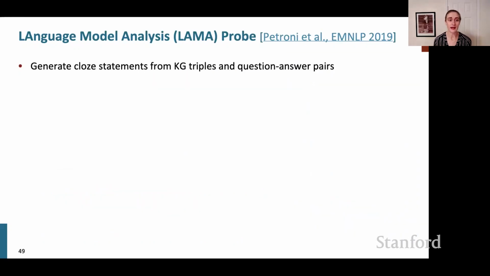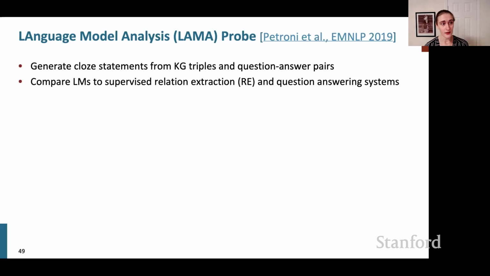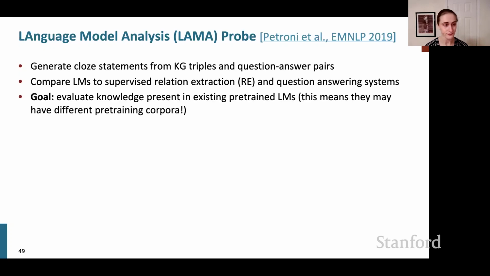And they manually created these templates of cloze statements using knowledge graph triples and question answering pairs from existing data sets. They wanted to compare pre-trained language models to supervised relation extraction and question answering systems, to see how these language models that were trained in an unsupervised fashion compare to these baseline systems that are not only supervised, but really targeted for this task of knowledge extraction. And their goal was to evaluate the knowledge in existing pre-trained language models. A key point is that they're just using the language models as they are available to researchers.